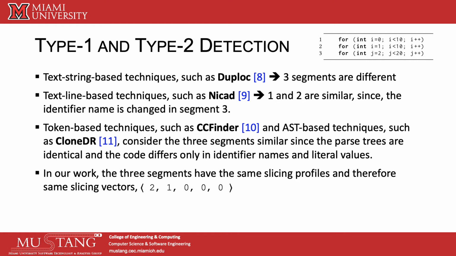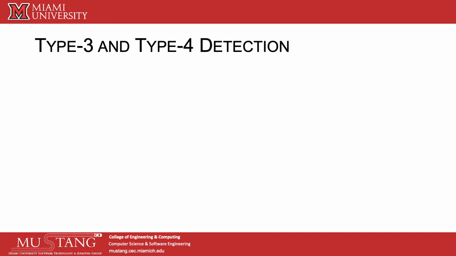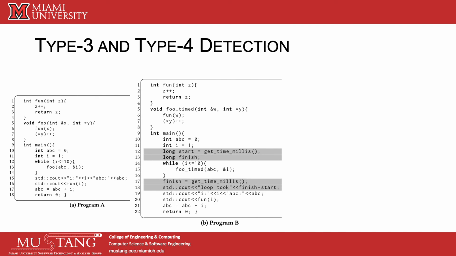In text line based techniques like NiCad, for example, the first two are similar, not the third one. But in our work, like CCFinder and CloneDR, all three are clones, because in our work they have the same slicing vector. And we are also successful in detecting Type 3 and Type 4 clones.